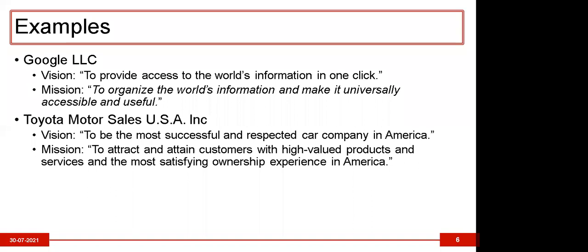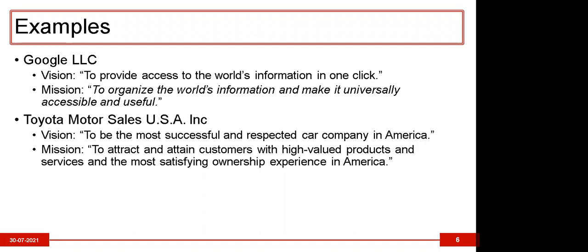So here I gathered certain examples from 2 big companies. One is Google LLC. The vision statement of Google LLC is to provide access to the world's information in one click. So it's a very inspirational one. And the mission statement is to organize the world's information and make it universally accessible and useful. So the 3 aspects are very beautifully incorporated into the statement. That is the mission statement of Google LLC.